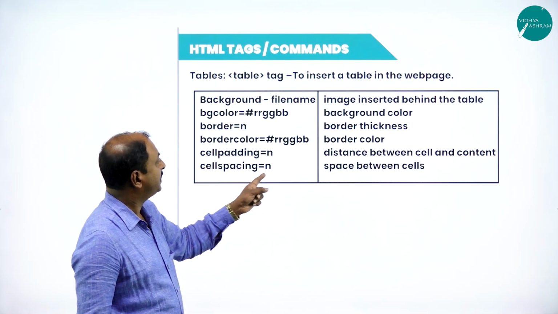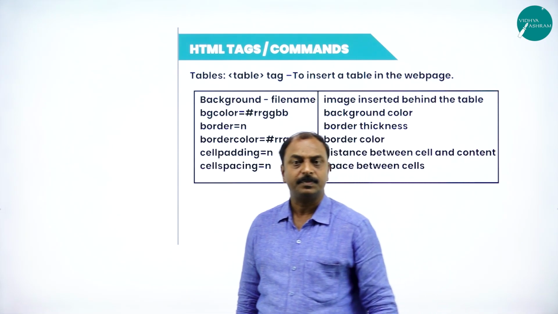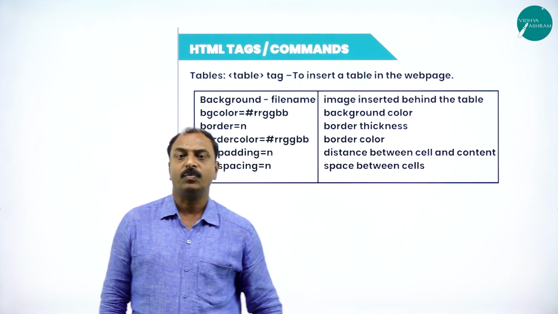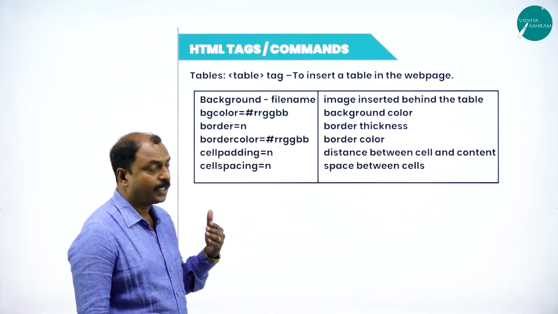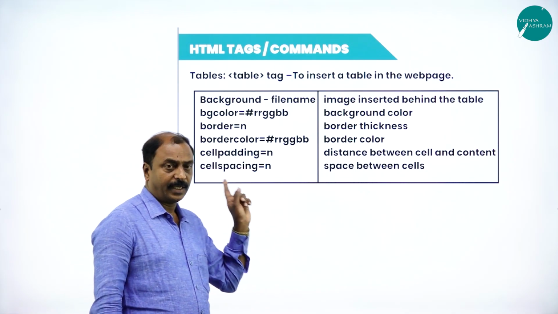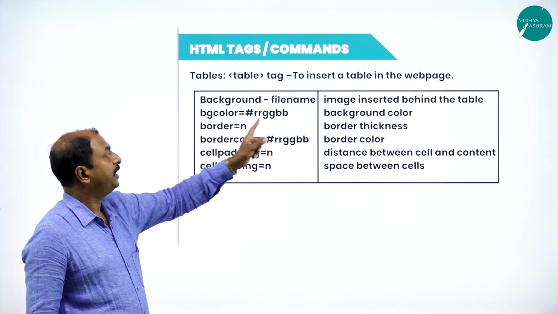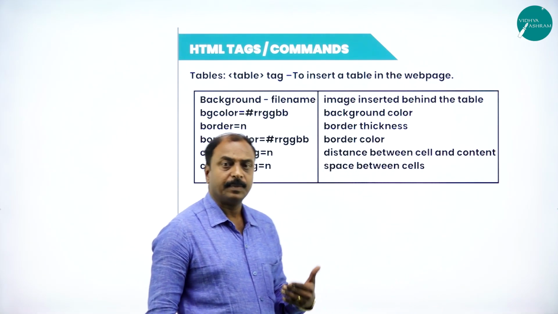Now next, cell spacing: the space between the cells, because a table is made up of a number of cells. If you want to have a space between two cells, it is possible by using the cell spacing attribute. So these are all additional attributes that can be used along with the table tag.